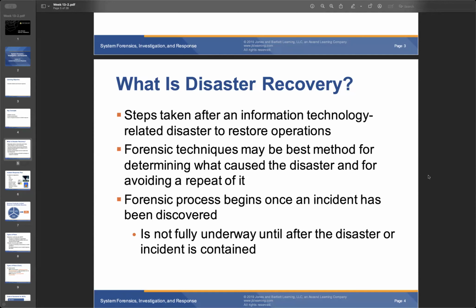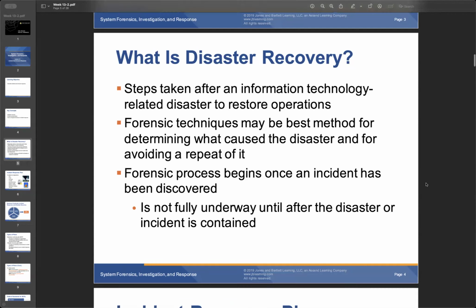The process always begins once an incident has been discovered. If you remember zero days, we never know when they happen. But once we really discover it, then we start the process. Sometimes we have to isolate an environment or make a copy, maybe a memory dump. Of course, that depends on whether the disaster affected hardware, software, or other servers. But it's not fully underway until the disaster or the incident is contained. So just be aware of this part.